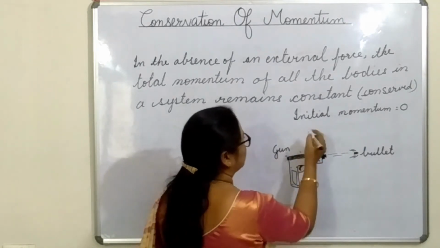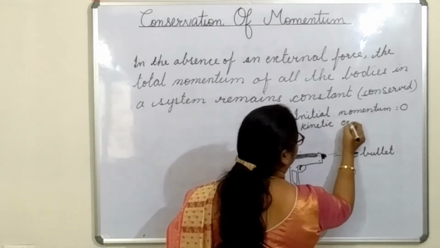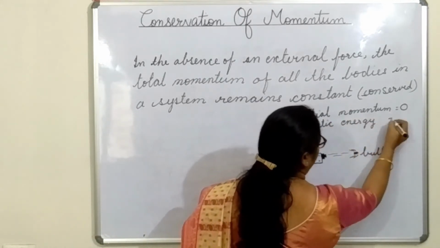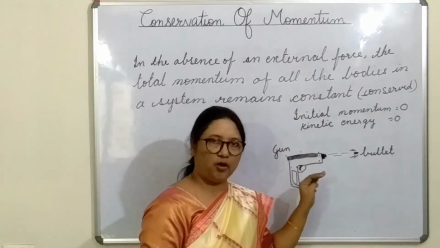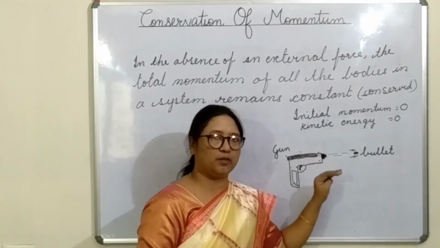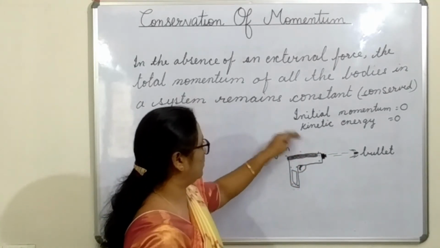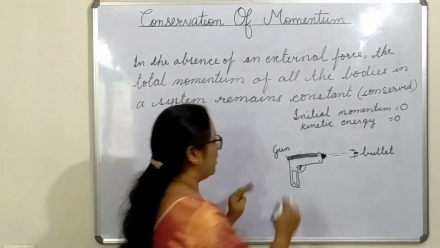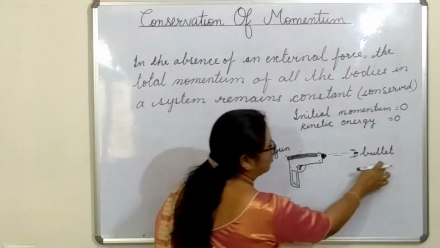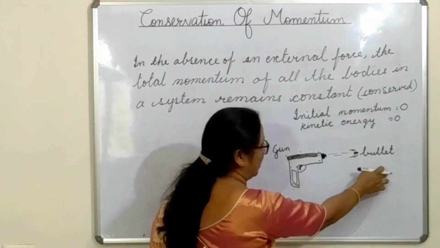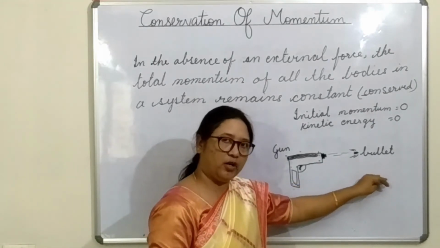So initial momentum is equal to 0 and kinetic energy is also equal to 0. What is kinetic energy? The energy which is possessed by an object in motion. When a body is in motion, we say it has kinetic energy. So both are equal to 0. Now, when the gun is fired, what happens? The bullet moves with a very high velocity.